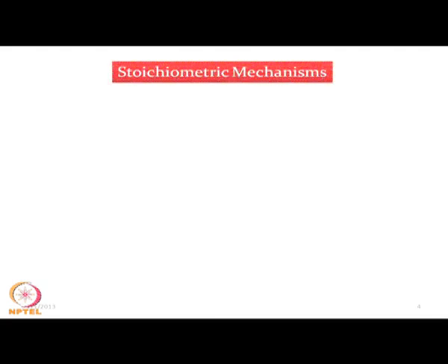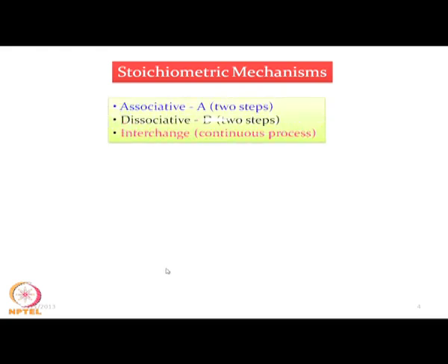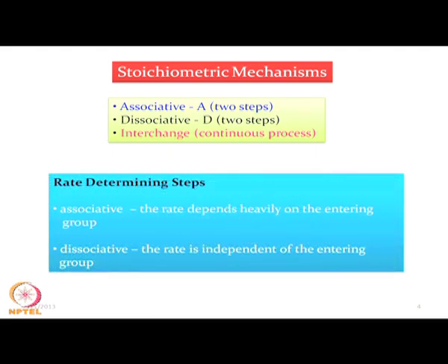Since we are talking about the stoichiometric reactions and the stoichiometric mechanisms, what we can see: we have this associative in 2 steps and dissociative in 2 steps, and the interchange which is a continuous process. That means, at 2 extremes, the associative we can consider at one end and dissociative at the other, and in between we have the interchange mechanism.